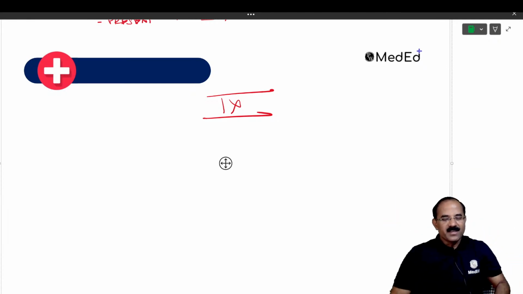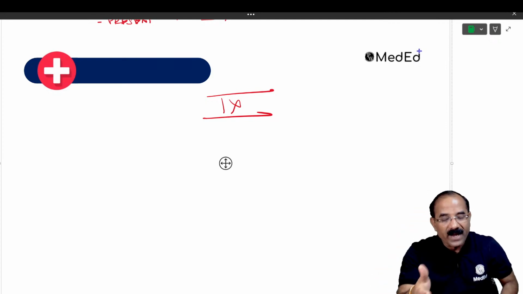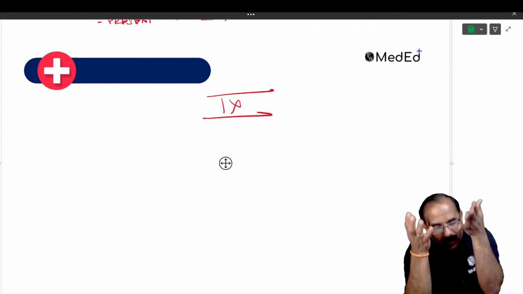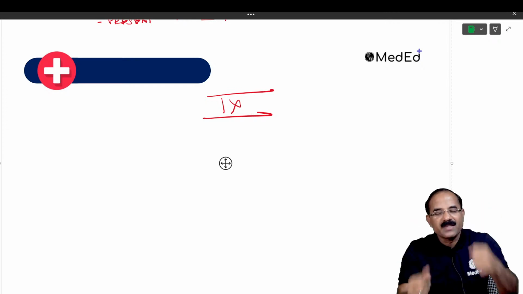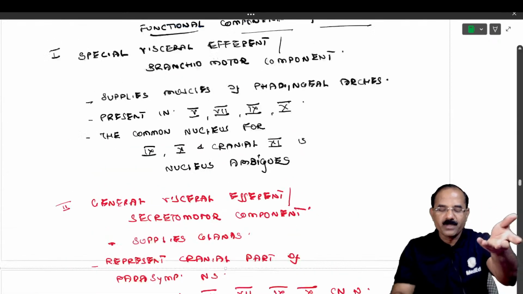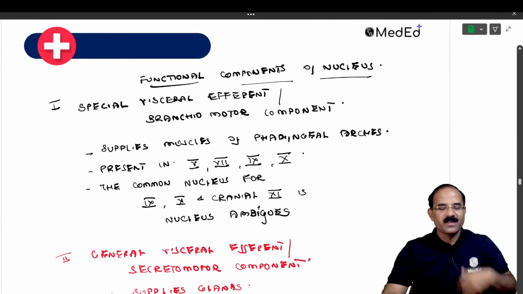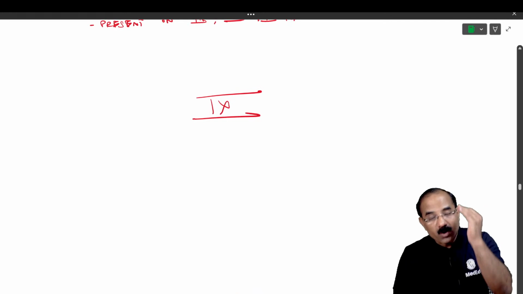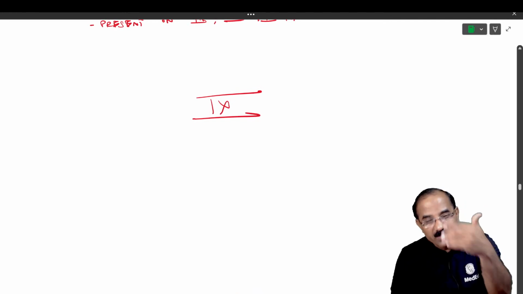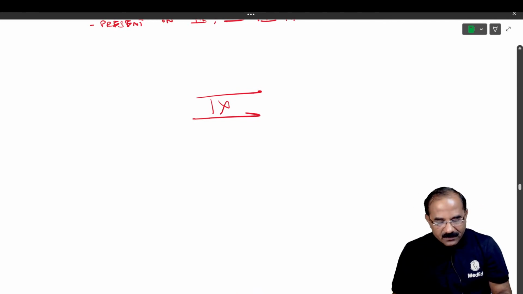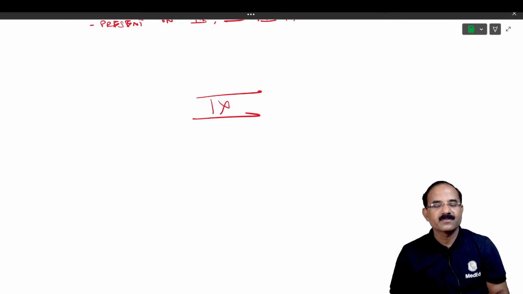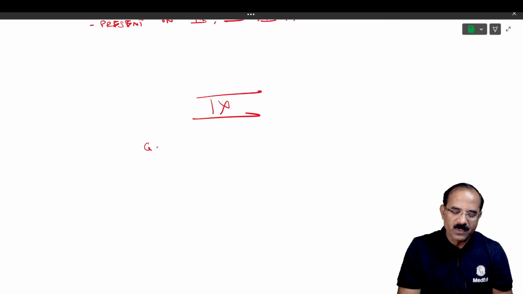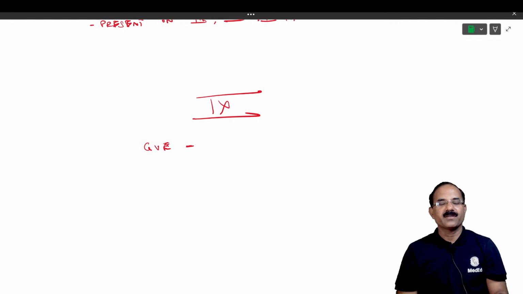Come on students, to supply the parotid gland, what component should the glossopharyngeal nerve have in its nucleus? Name it. I've just told you two components. Tell me. To supply the parotid gland, what is the component which the glossopharyngeal nerve should have in its nucleus? General visceral efferent component.